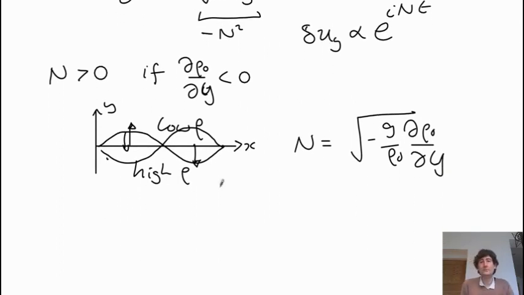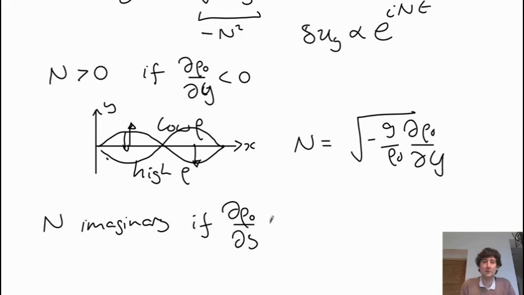Okay, so what happens if rho naught is turned upside down? So what happens if n is actually imaginary? So sorry, this happens if d rho naught by dy is greater than 0. So if this is bigger than 0, then this is negative and n becomes imaginary.